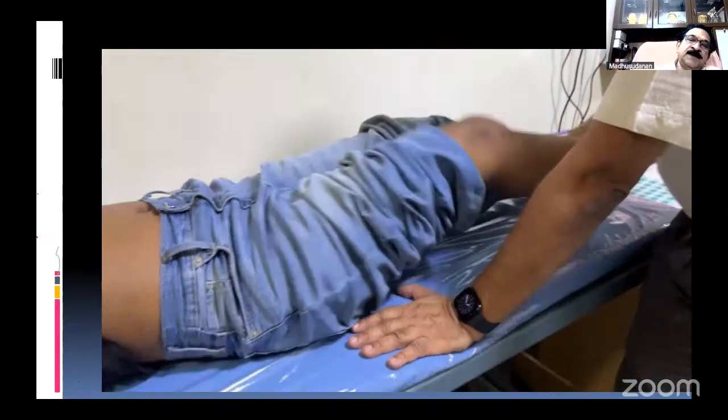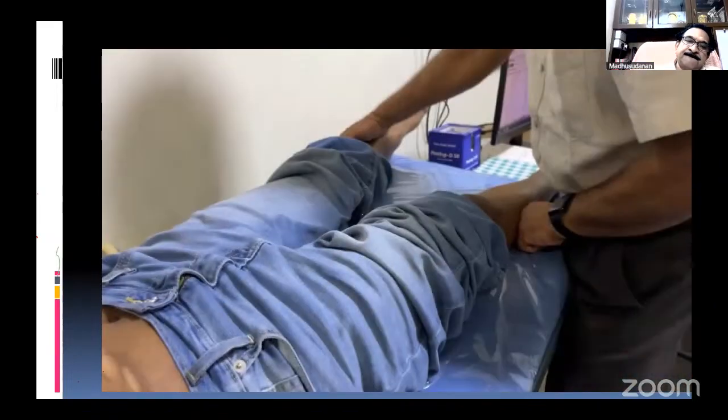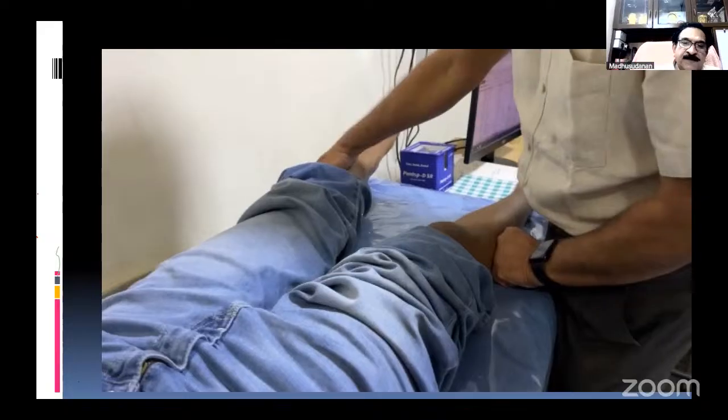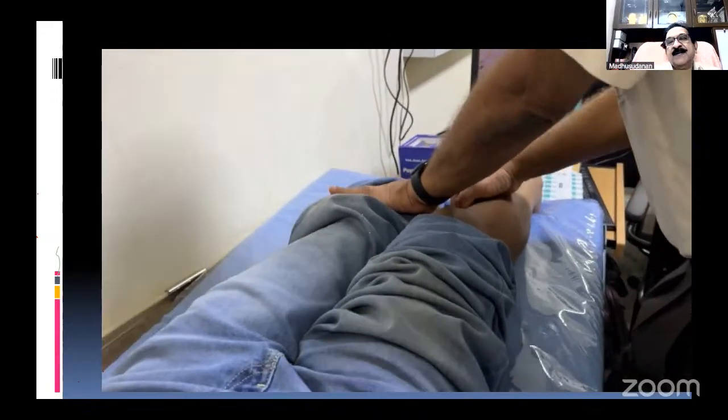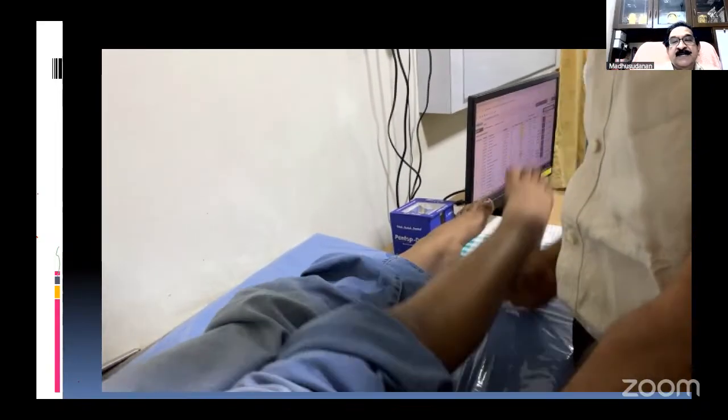Knee extension normal bilaterally. Hip abduction normal. Adduction normal. Hip extension was weak on the right side, not on the left side. I can easily overcome that on the right, not on the left side.